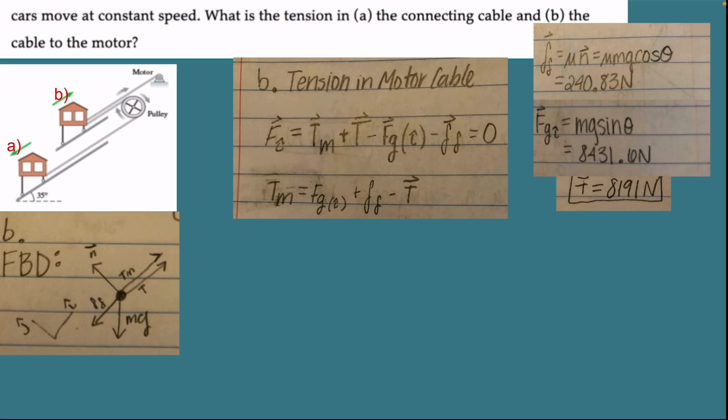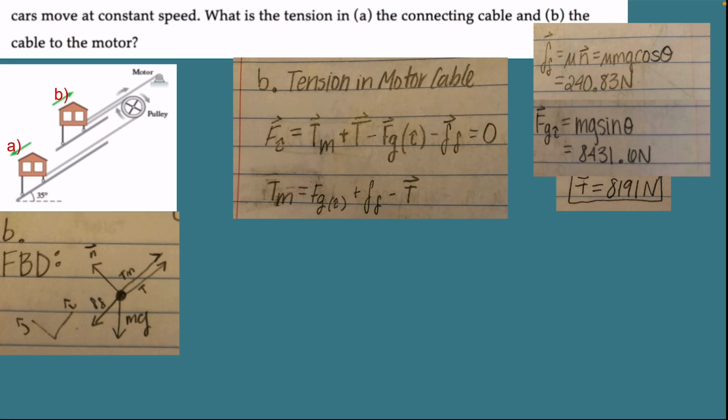So we can basically use the same concept that we used in part A in order to solve for this. That concept is that because the car is in dynamic equilibrium, adding the forces together will equal 0, allowing us to solve for an individual force. When we do that, we get that the tension of the motor is equal to the i component of the force of gravity plus the force of friction minus tension. And we already solved for all of those numbers in the previous part.